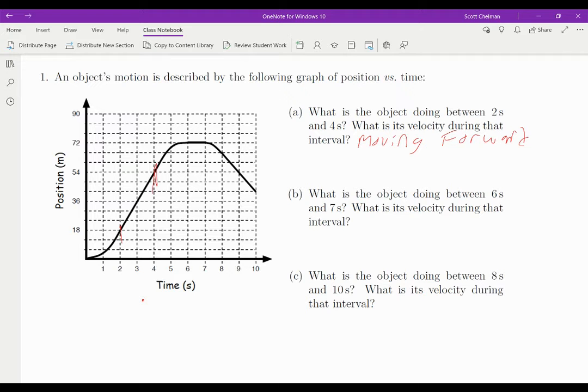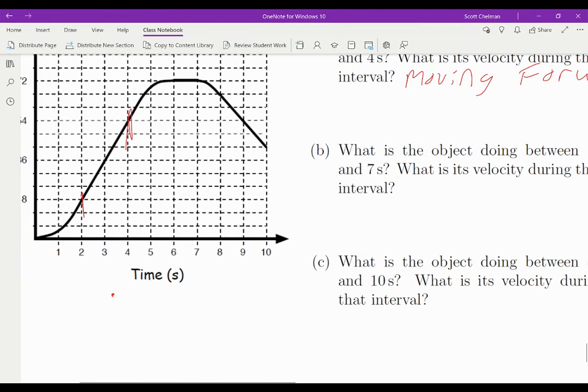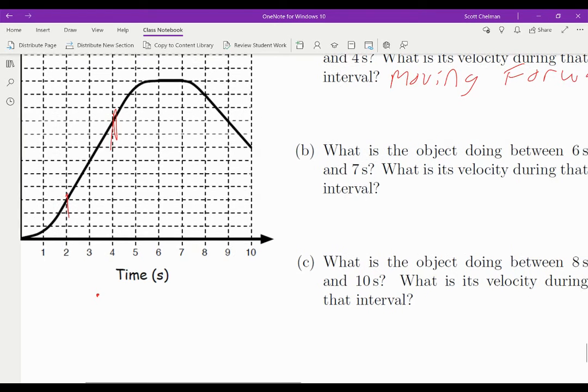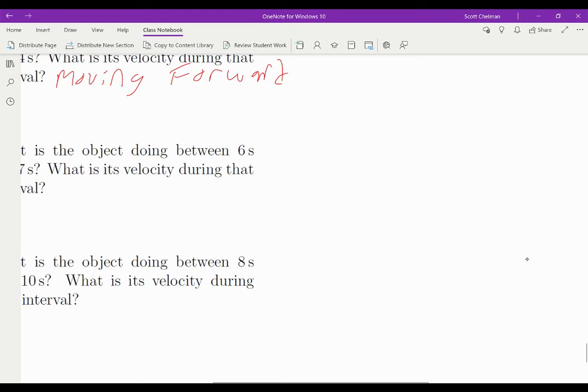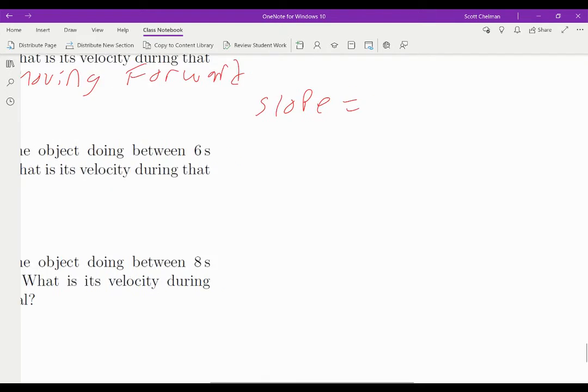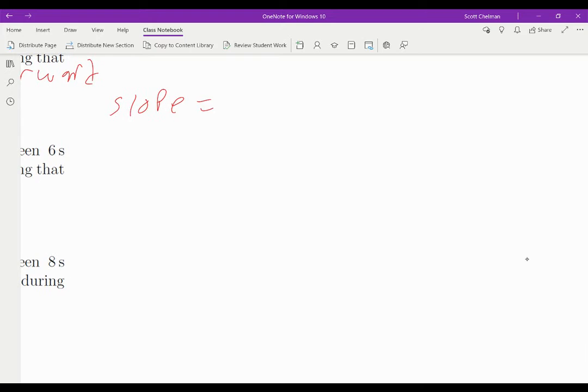So let's do this. Between 2 and 4 seconds, you want to do y2 minus y1. We'll just do this out here to make sure that we all see this, including the ladies at home.